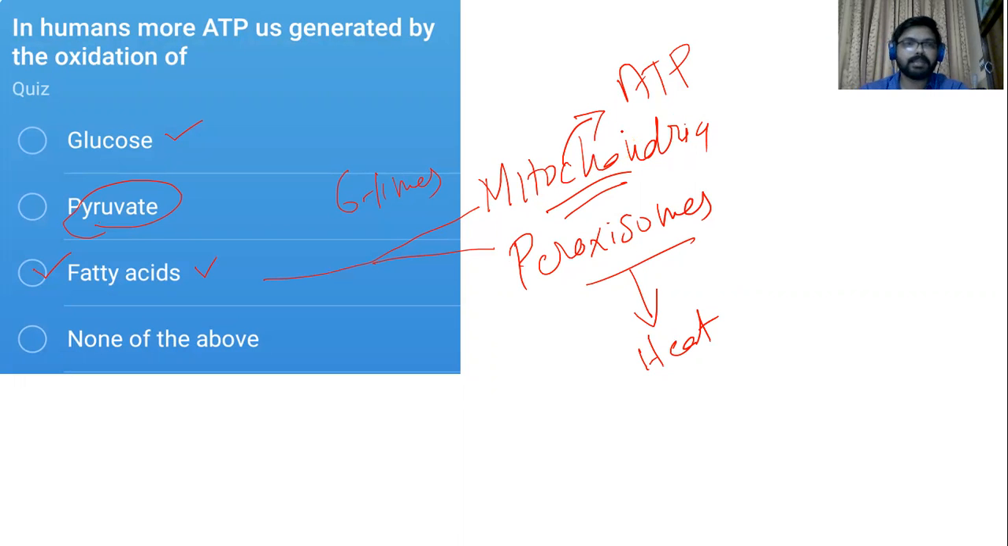So this is the answer: fatty acids. In humans, more ATP is generated by the oxidation of fatty acids.